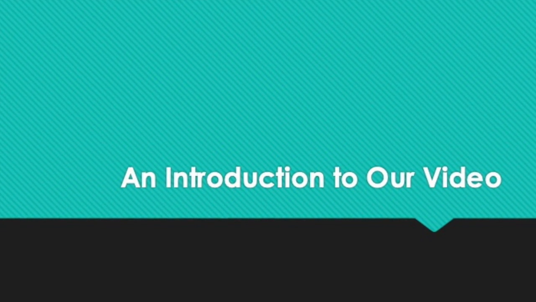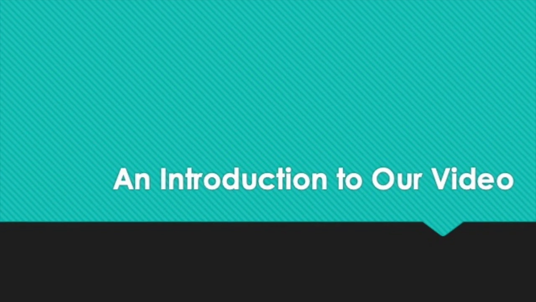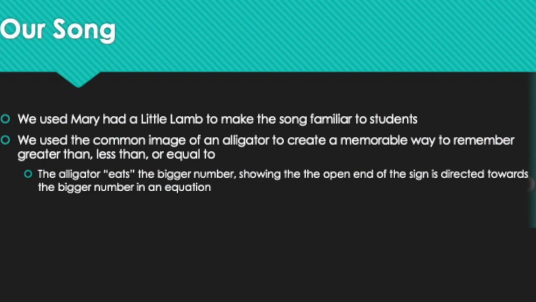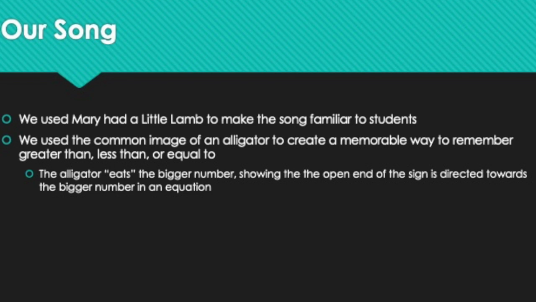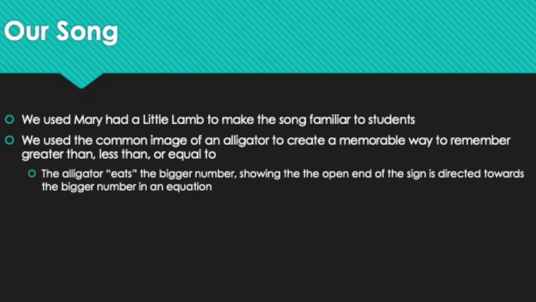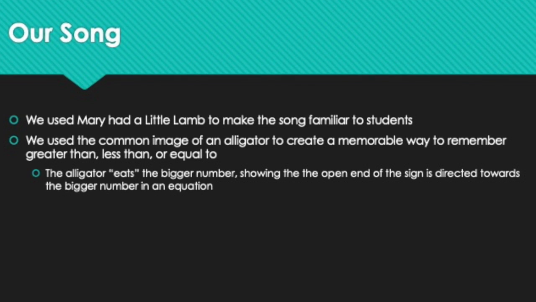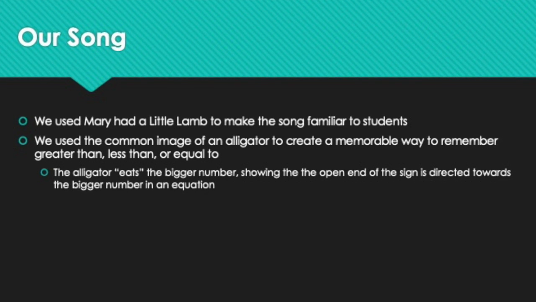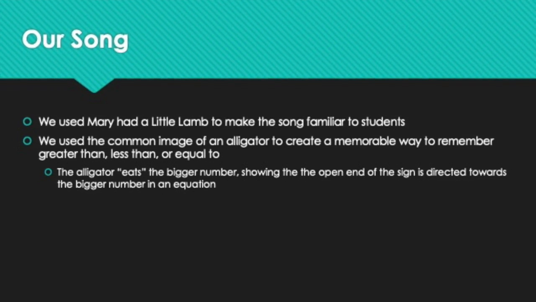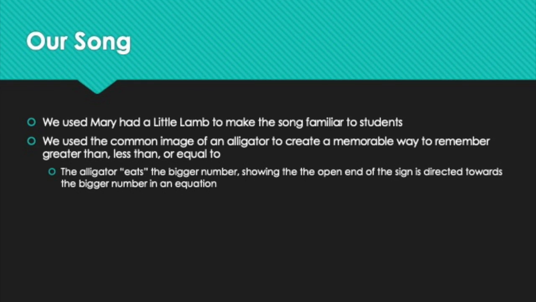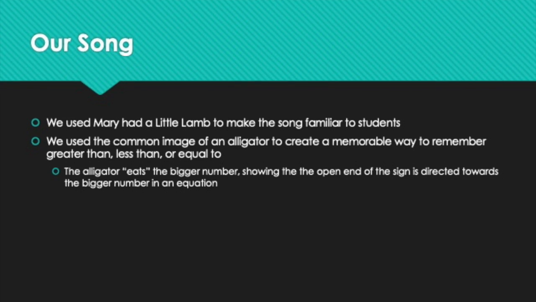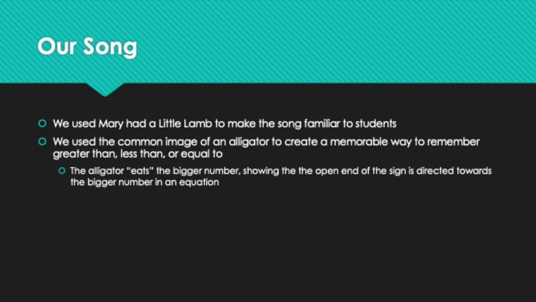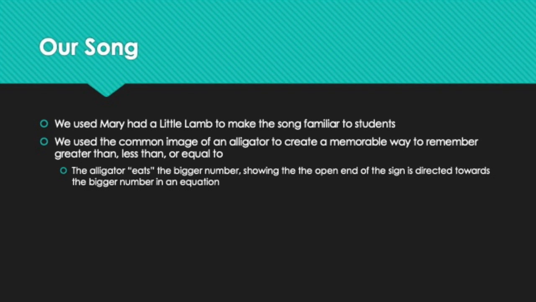Here is an introduction to our video, Greater Than, Less Than, or Equal To, using Mary Had a Little Lamb. We used Mary Had a Little Lamb to make the song familiar to students. We used the common image of an alligator to create a memorable way for students to remember greater than, less than, or equal to. Our example shows the alligator eats the bigger number, showing that the open end of the sign is directed towards the bigger number in the equation. So throughout our video, we use an image of an alligator to explain this concept to students.